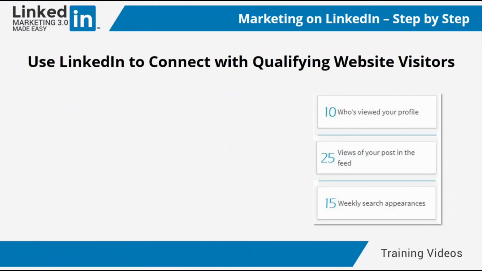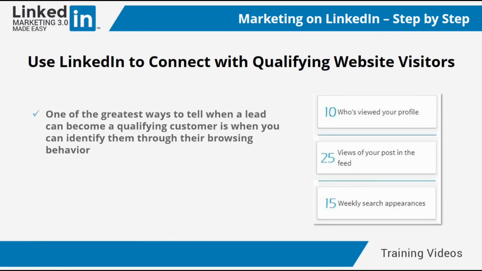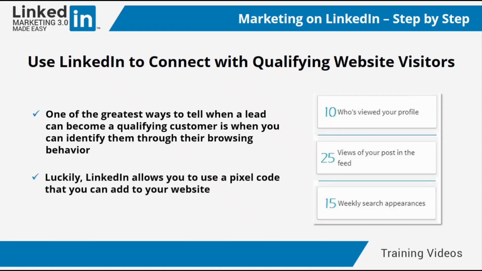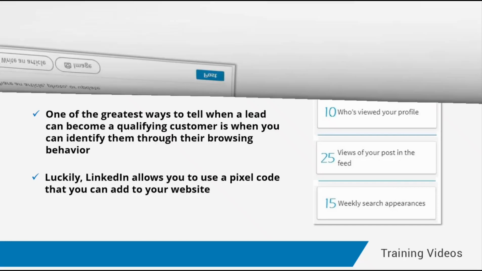Use LinkedIn to connect with qualifying website visitors. One of the greatest ways to tell when a lead can become a qualifying customer is when you can identify them through their browsing behavior. Specifically, you should be looking for people that visit your website as a sign of leads interested in your business. Luckily, LinkedIn allows you to use a pixel code that you can add to your website, and you can use it to identify people that click through your website link from your profile or company page, which can help you to directly get in touch with these already qualifying leads. You can find this code and track your visitors from the See Who's Viewed My Profile section.